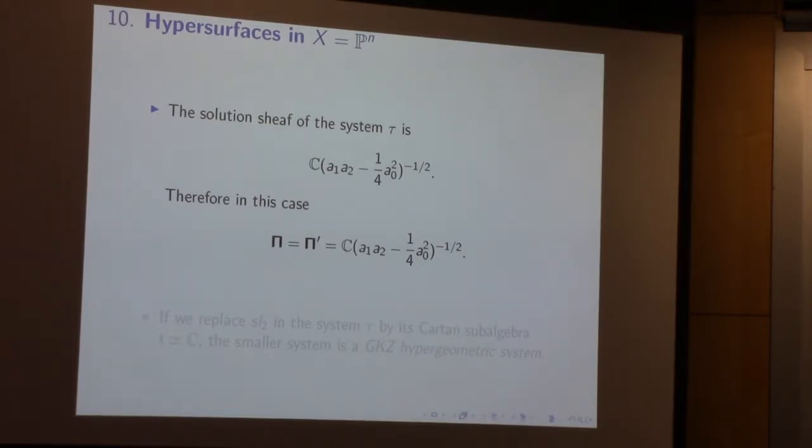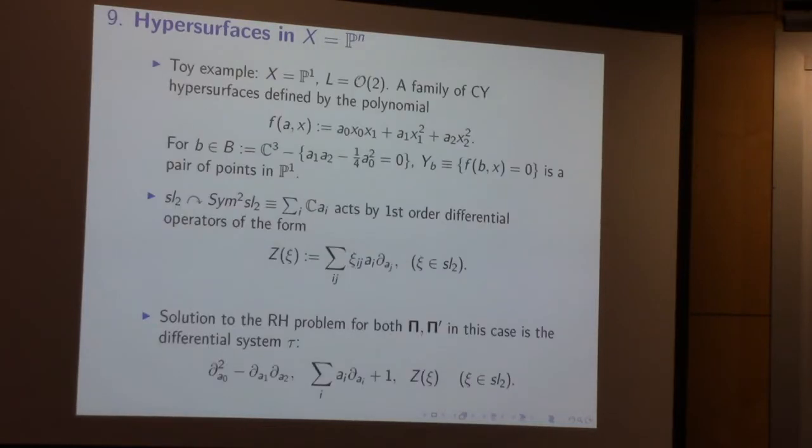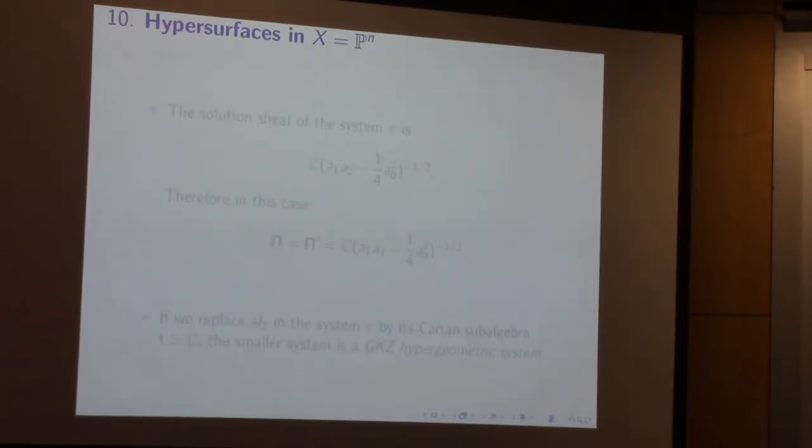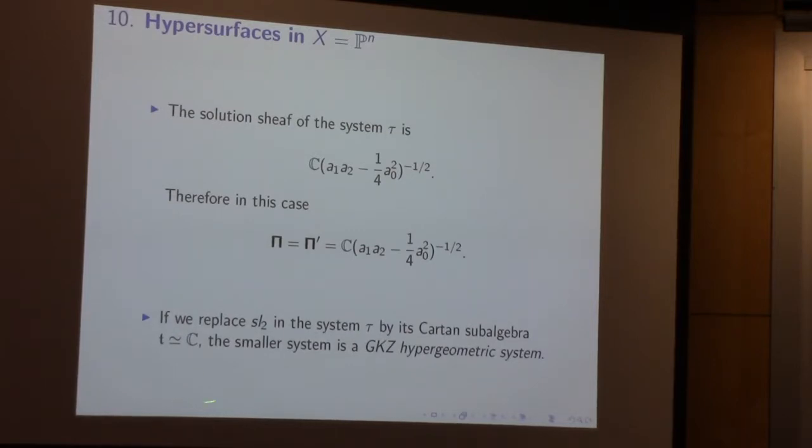And because it's one-dimensional, you have no place to hide. The two must be the same. And so you find that your system reproduces the period sheaf and the residue sheaf. Let me make a few comments. If you take this differential system and replace SL2 by a smaller Lie subalgebra, namely its Cartan, which in this case is just a copy of the complex numbers, the one-dimensional abelian Lie algebra, then you recover the simplest example of a GKZ system.